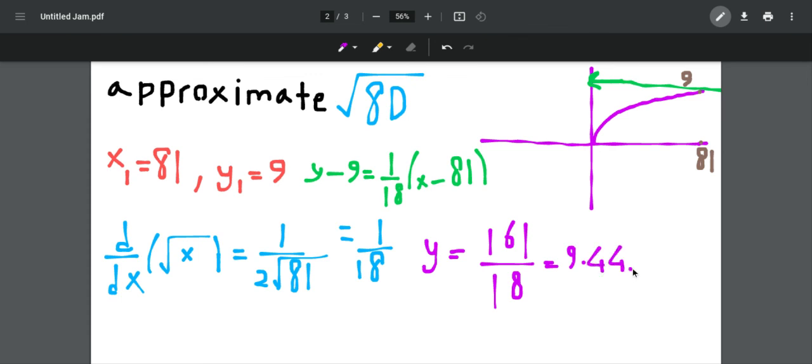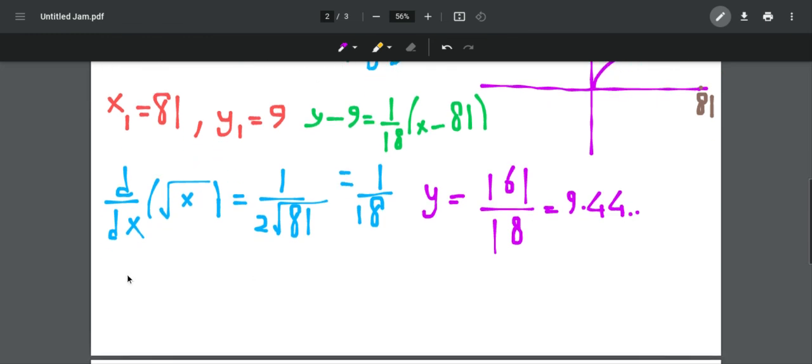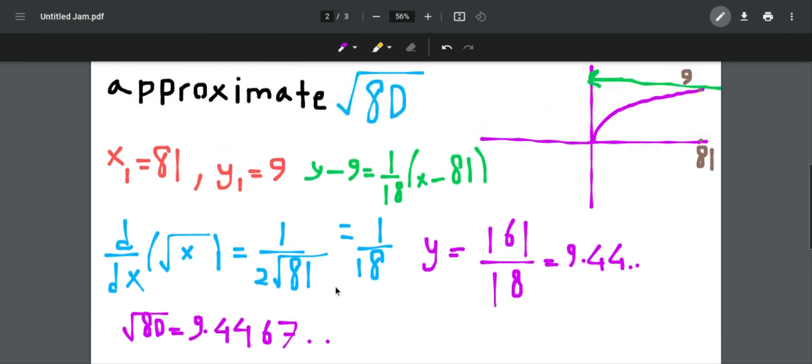And if you actually find the square root of 80 by calculator, it is equal to 9.4467, I believe. And you can see that this is a really close approximation to the nearest hundredth, and this goes on forever. So we see that using linear approximation, we can find the value of the square root of 80 and approximate it without using a calculator.